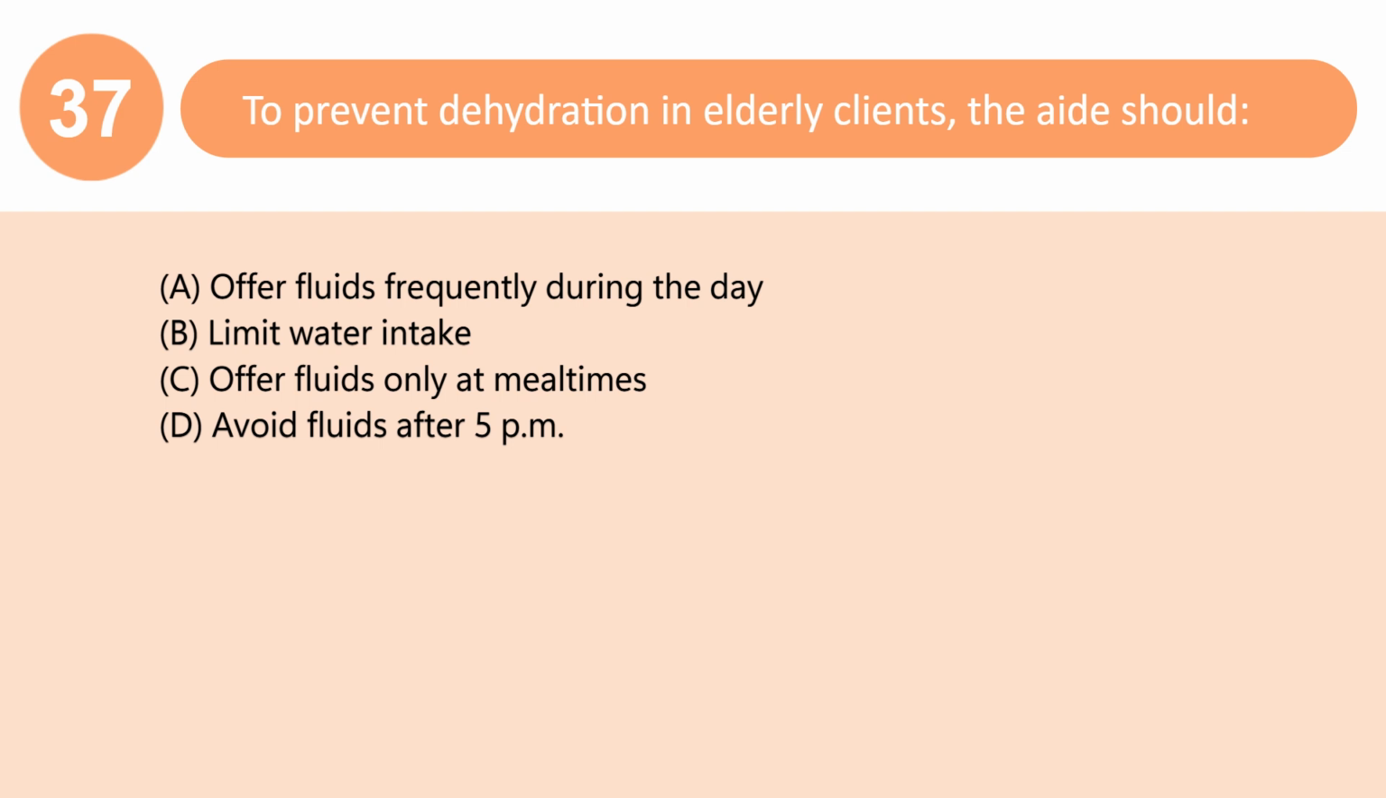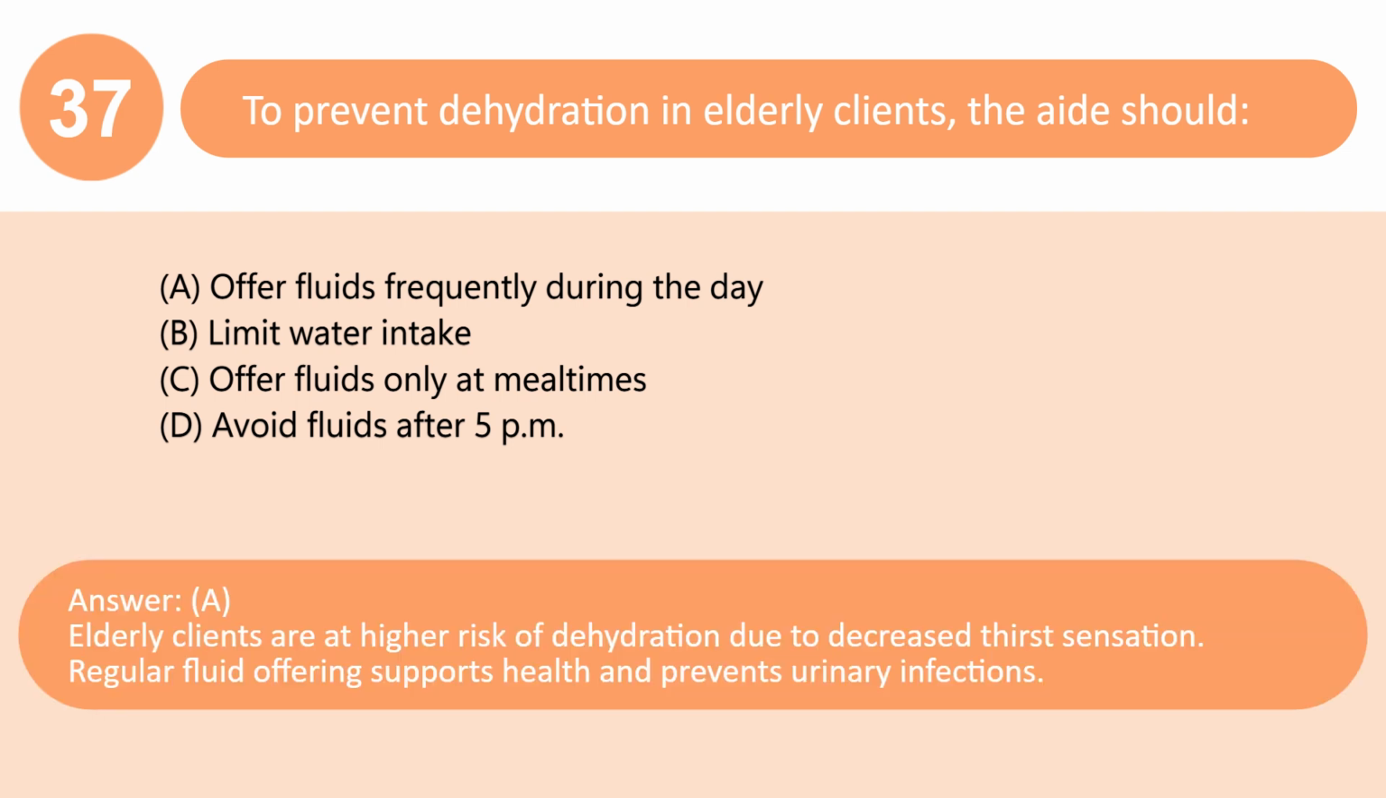To prevent dehydration in elderly clients, the aide should: A. Offer fluids frequently during the day. B. Limit water intake. C. Offer fluids only at mealtimes. D. Avoid fluids after 5 p.m. Answer A. Elderly clients are at higher risk of dehydration due to decreased thirst sensation. Regular fluid offering supports health and prevents urinary infections.